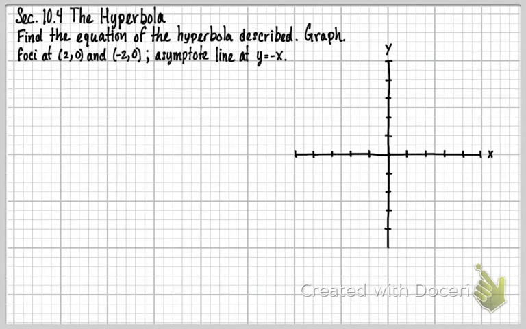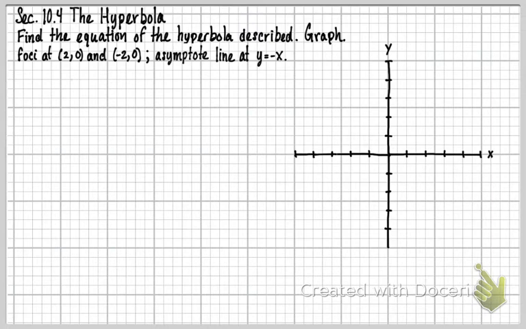All right, this problem says find the equation of the hyperbola described, and graph. It says the foci are at (2, 0) and (-2, 0), and the asymptote line is y equals negative x. So all I'm going to do is graph these points, and this will give me a good idea of what we're looking at here.